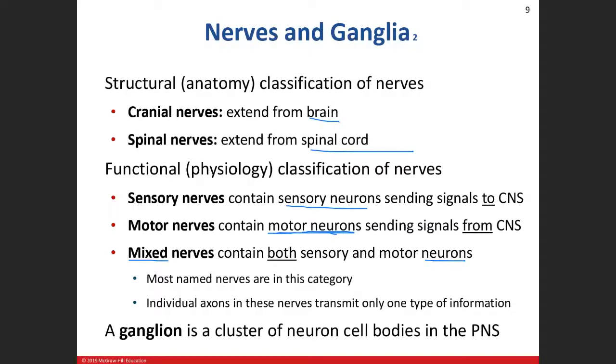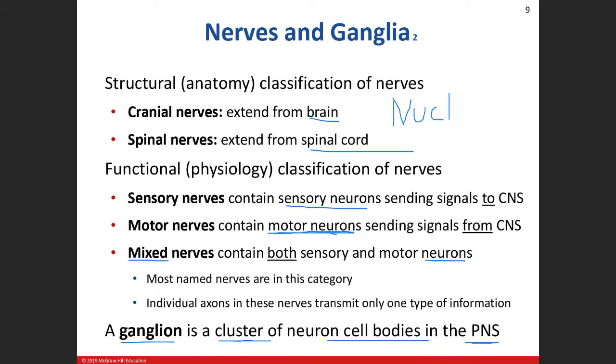It can only carry sensory information. So we know, and again, just a quick review of ganglion, or ganglia. That's a cluster of the cell bodies of a neuron in the peripheral nervous system. That's specific because we call it something different in the central nervous system. In the peripheral, we call it a ganglion. In the central, we call it a nucleus. I think you remember me telling you that.